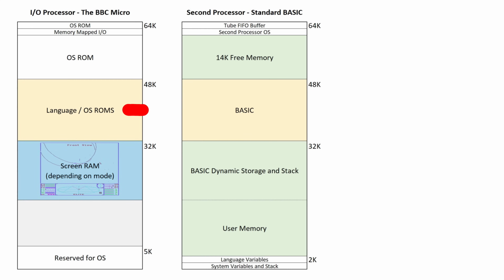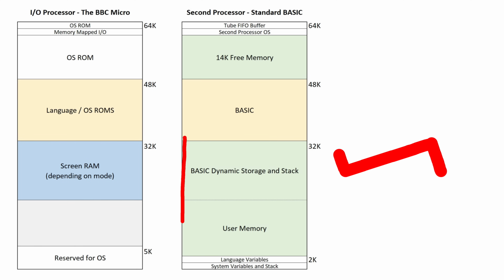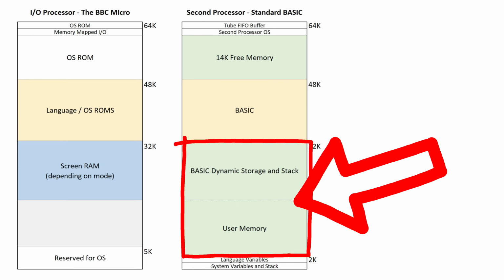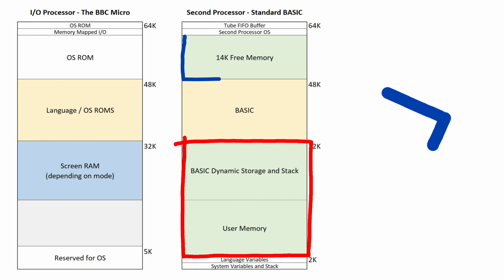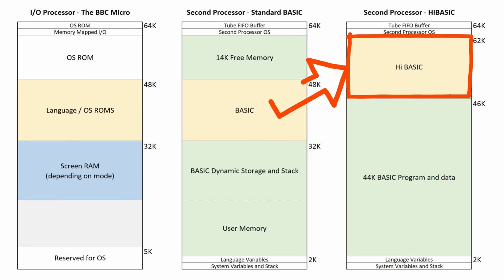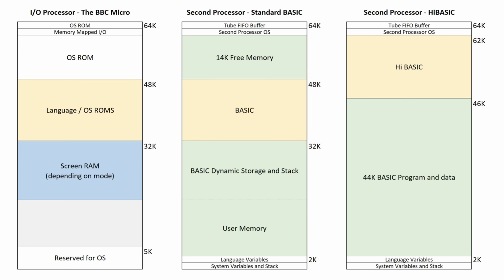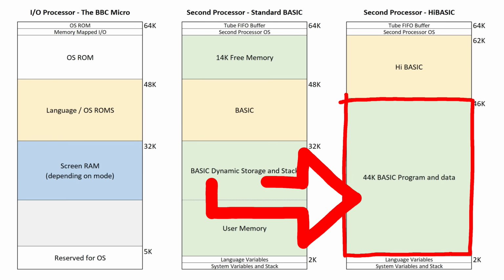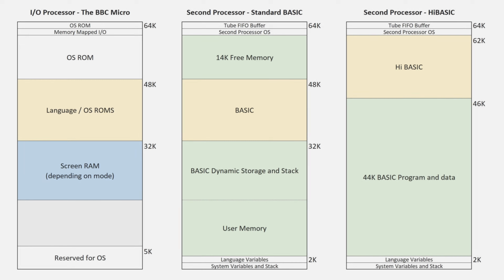On the second processor, the basic ROM is copied into the same location as the BBC Micro, but because it doesn't worry about screen memory, you get all the 30K space below for basic programs. And there's 14K above the basic ROM for assembly language or data storage. If you have high basic, then the ROM is copied to the top of free memory, and you get a slightly improved version of basic. That leaves a nice continuous 44K for basic programs and data. So what about that high basic ROM I was missing?